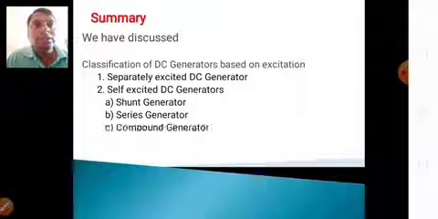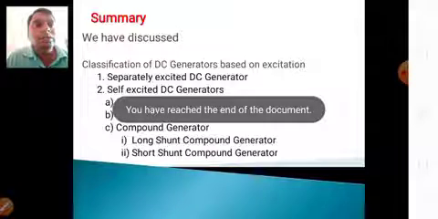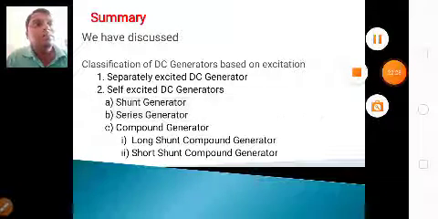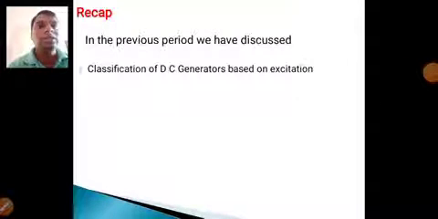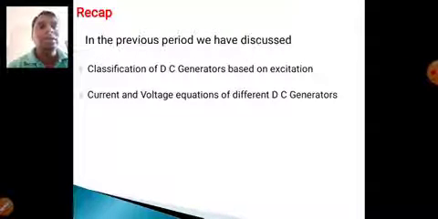Shunt, series, compound, long shunt, and short shunt. In the class, we have discussed the classification of DC generators based on excitation and the current and voltage equations of different DC generators, for series, shunt, compound, long shunt, short shunt.